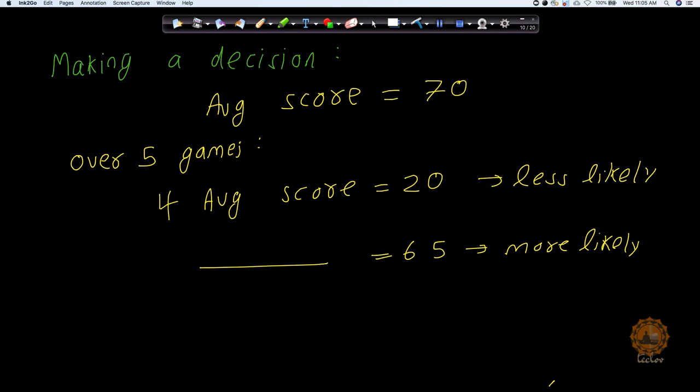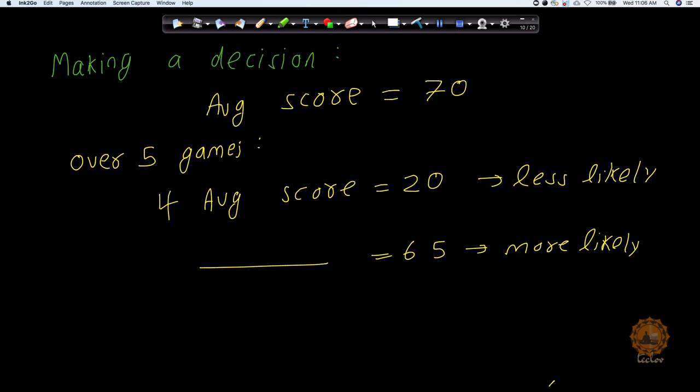Now in order to do that there are various methods. So I'm going to start with the first method, called the critical value method. Let me start with an example. Let's say I play a cricket match and I tell you that my average score in a cricket match is 70 runs. Okay, means every match I play, on average I score 70 runs.